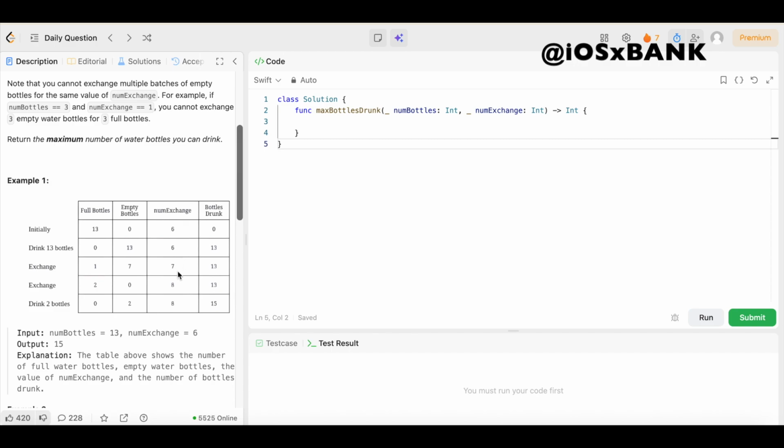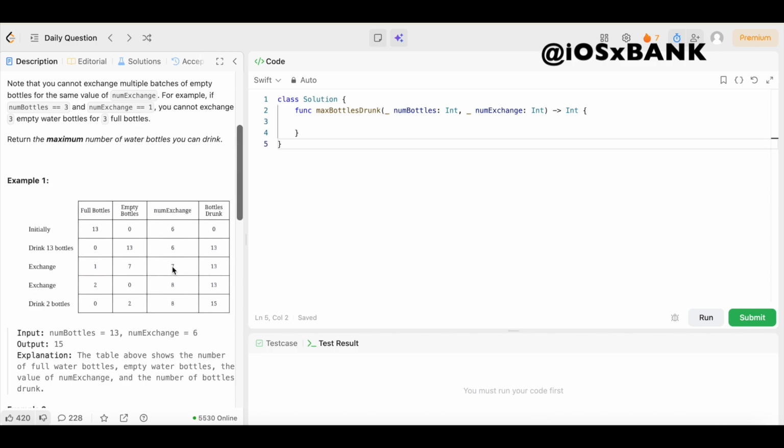It went from 6 to 7, and we still only drank 13 bottles because we haven't drunk this 1 bottle yet. We just completed the exchange. Boom. So now we're left with 7 empty bottles. It takes 7 bottles to exchange for a full bottle. We still have 13 bottles drunk.